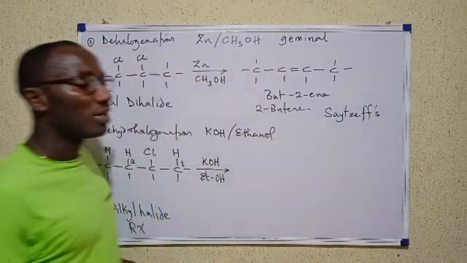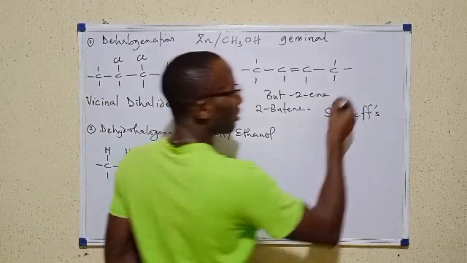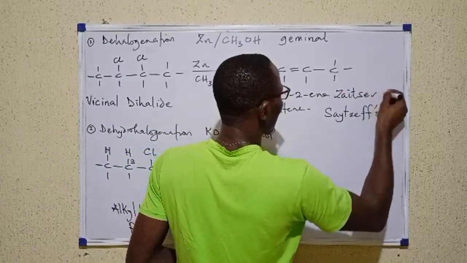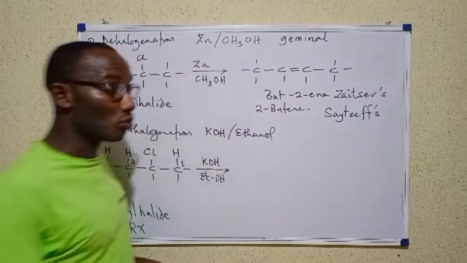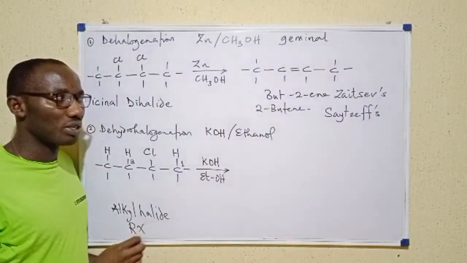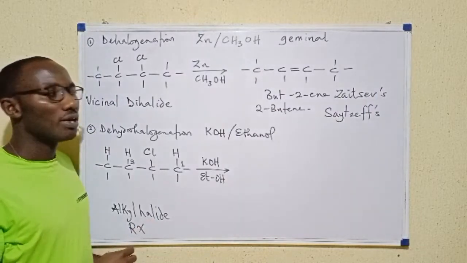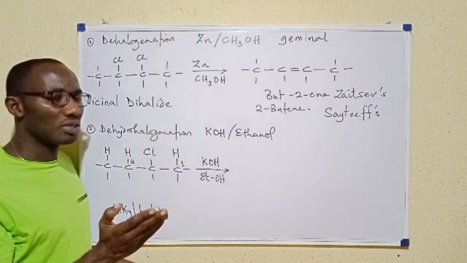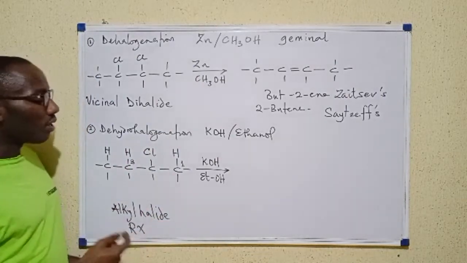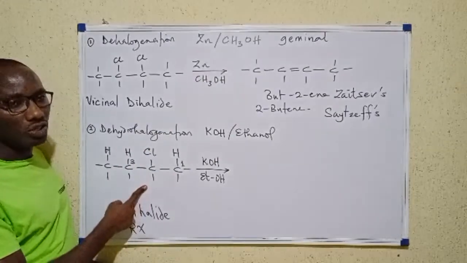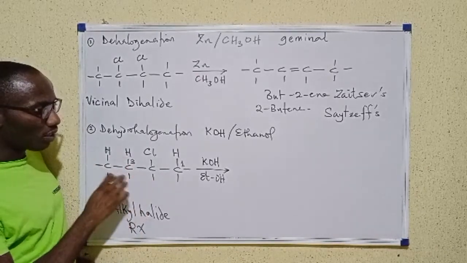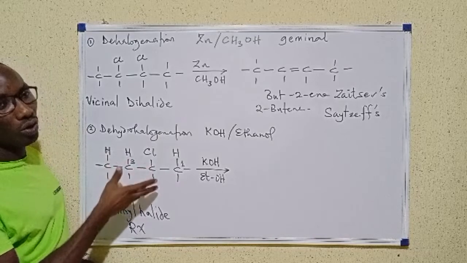So we'll call it Zaitsev's rule. In some other context, this Zaitsev is written as Saytzeff. So you may hear of Zaitsev's rule or Saytzeff's rule. Both spellings are allowed for the name. So Zaitsev's rule, what does it say? Zaitsev's rule guides us when we carry out elimination reactions like this one. It tells us where to make our elimination occur from.